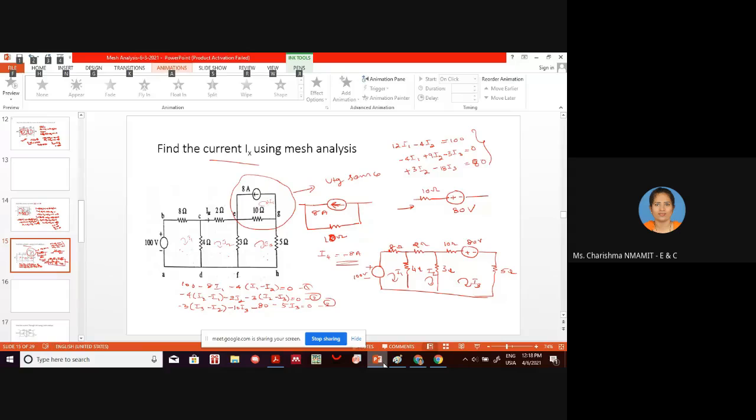What are the values you got? Wherever a coefficient is not there, you need to enter it as 0. In the first equation, the I3 coefficient is not there, so that is 4 I2 plus 0 into I3. Similarly, in the third equation, the I1 coefficient is not there.